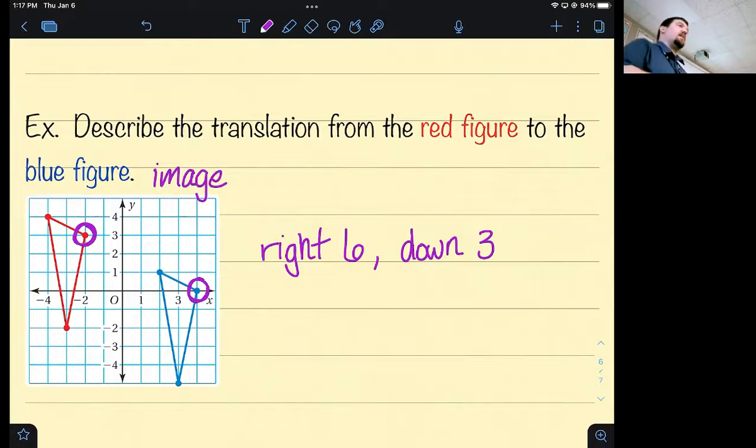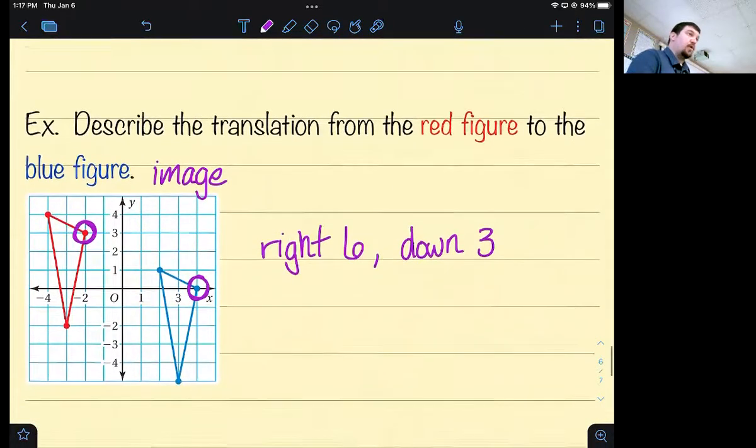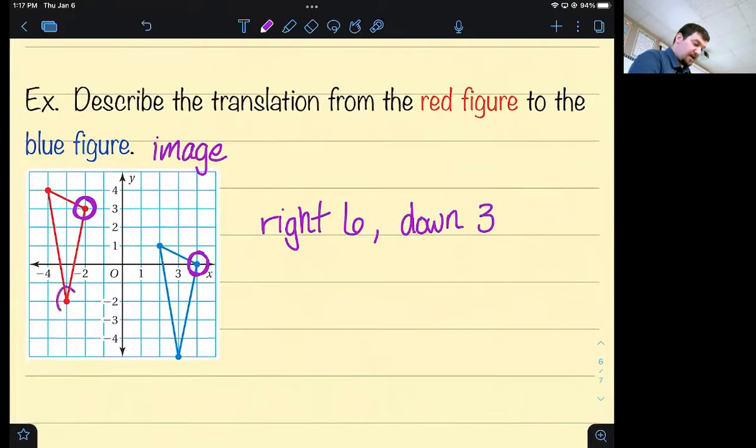So you're doing the same thing there that we just did up here. It's just we have to actually look. Now, if you want to double check your answer, try checking a second set of points. Right 6, down 3. They should all move the exact same. If one of the points moved differently, that would stretch the shape, which would change its shape, and it would no longer be congruent. So because it's congruent, they all have to move the same direction and the same number of movements. Okay. Questions on that?